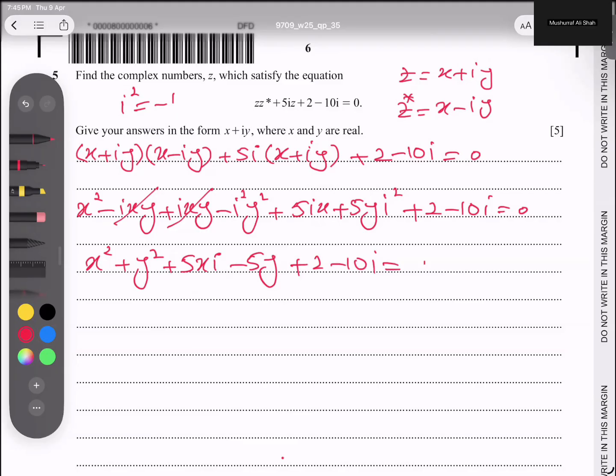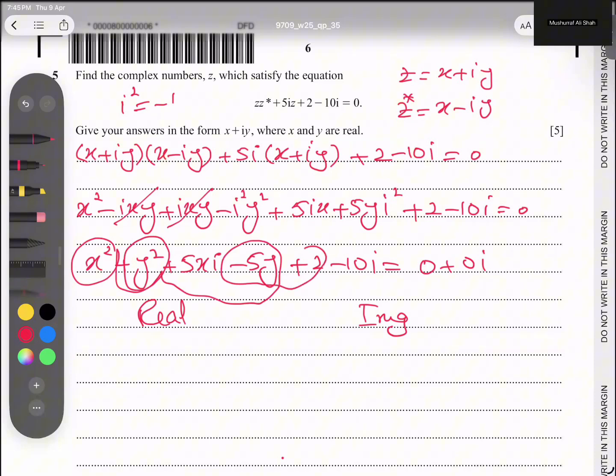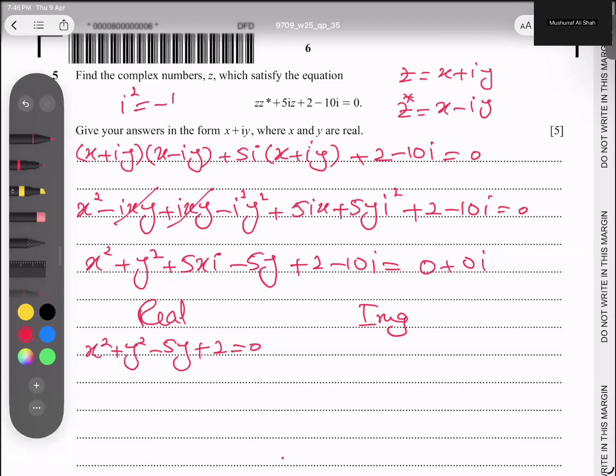Now I'm introducing 0 plus 0 iota on the right side. Okay, students. Now I'm going to compare real coefficients and imaginary coefficients. So real and imaginary. Real means without iota. So I'm writing here x square plus y square, -5y and plus 2 is equal to 0. Okay, and what is the iota part? This is where iota is involved, so it's called the complex part. So 5x minus 10 is equal to 0.